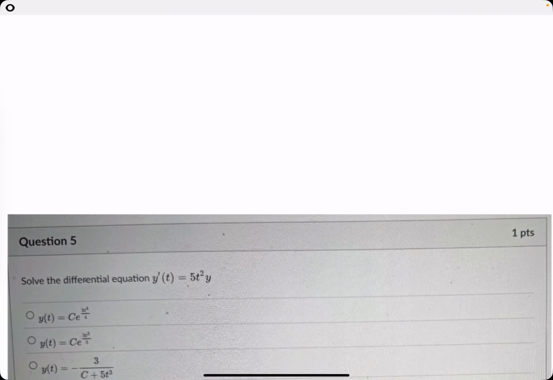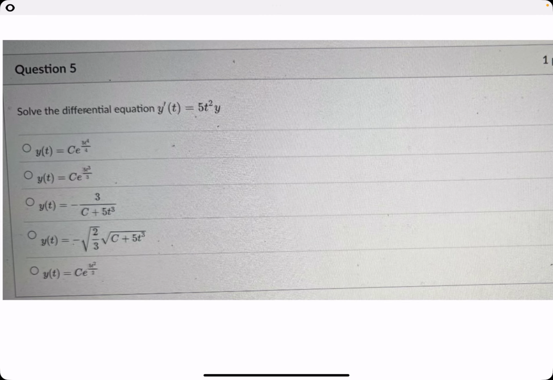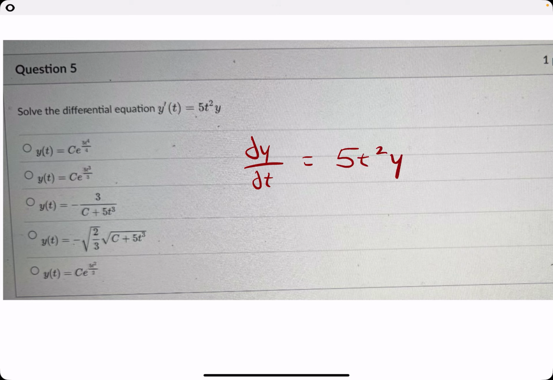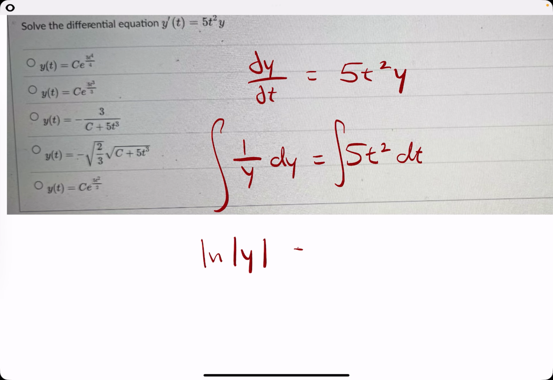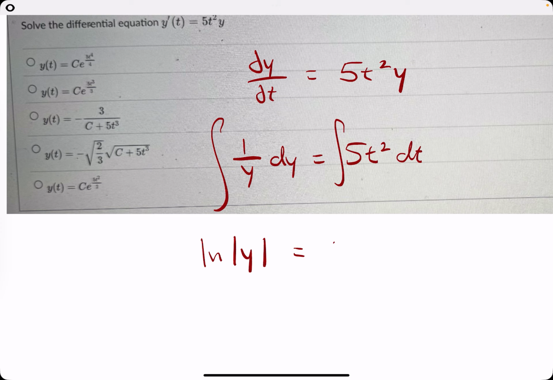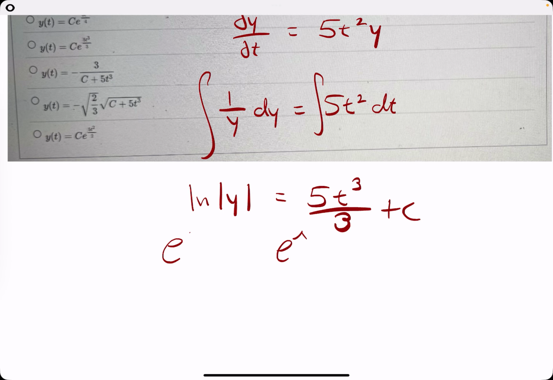Okay. Number 5, solve the differential equation. Now this will use separation of variables. Notice we have t's and y's on the right side. We're going to get the y's on the left side by dividing by y, leaving the dy and multiplying over the dt. So we'll have 5t squared dt. We now integrate both sides. We get natural log of y, absolute value, equals 5t cubed over 3, and make sure to add c on the right side. And then we're getting y by itself by making e the base of both sides. E and ln cancel, leaves you with y.